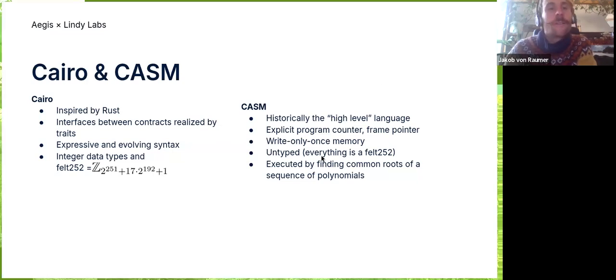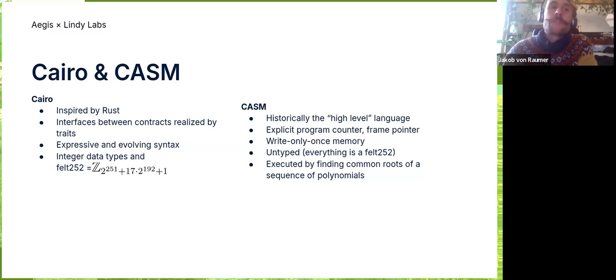We're programming in a high-level language, but in the end, basically all of this is compiled down to a sequence of polynomials. And the execution of a program then consists of finding common roots for this sequence of polynomials. And then these roots are basically handed over to the blockchain as a proof that you've actually executed the code with a certain set of results.